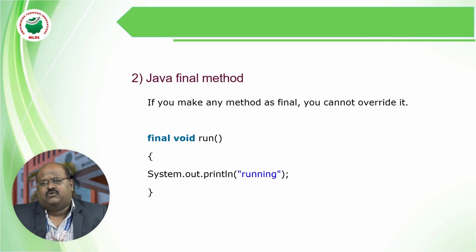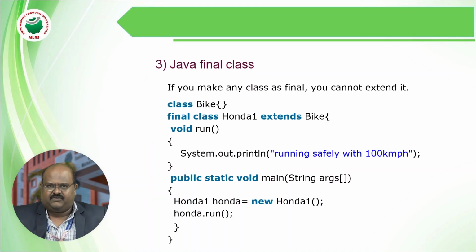The next case is declaring final in front of a method. If you declare final in front of a method, we can never override that particular final method. Then the last one is before a class. If you declare final before a class, that class loses its inheritance property. That means we can never inherit a final class. Observe this, here I am declaring a final class. If I try to inherit it, my compiler is going to give an error. The error message is that we can never inherit a final class.